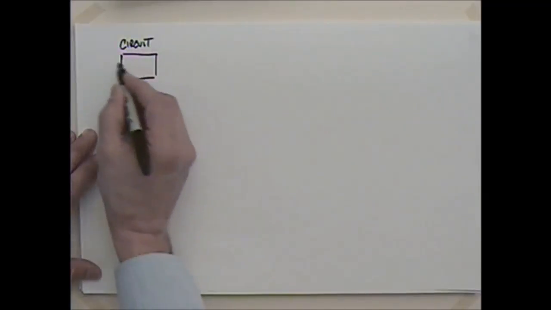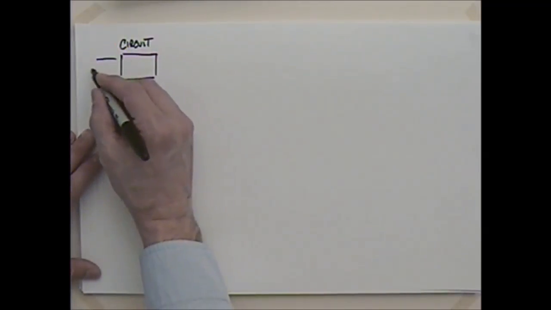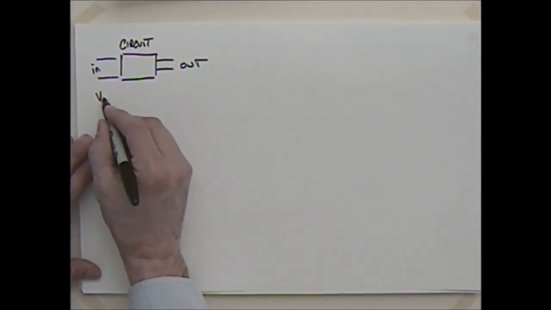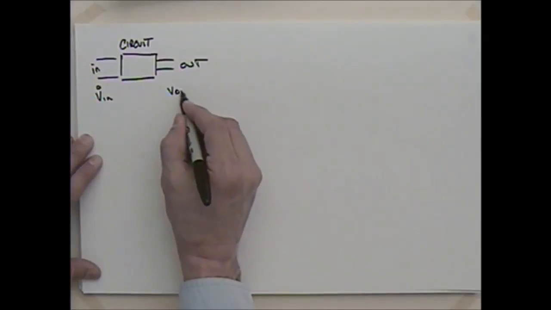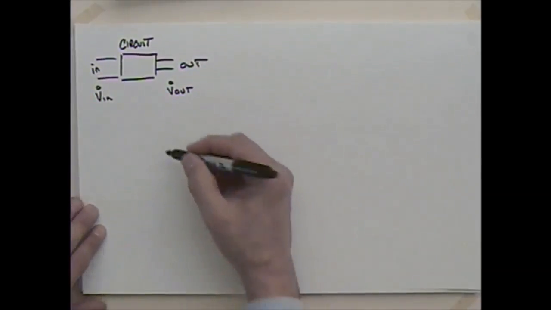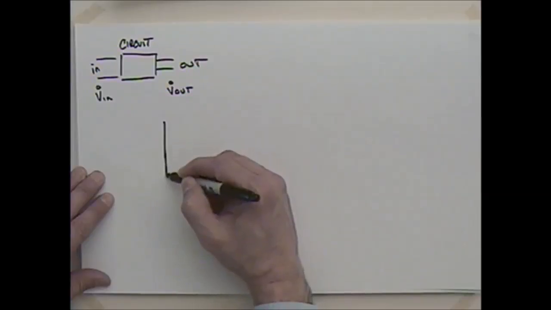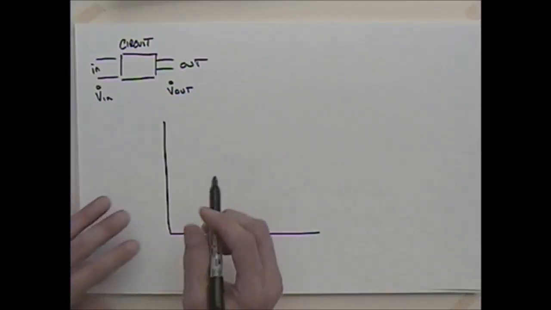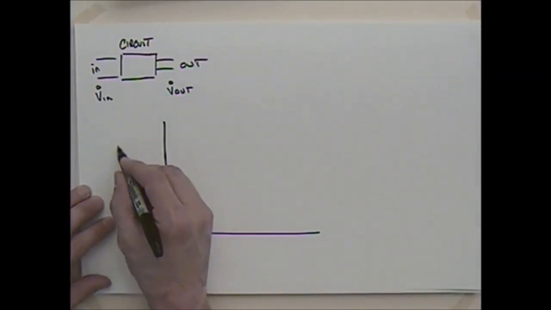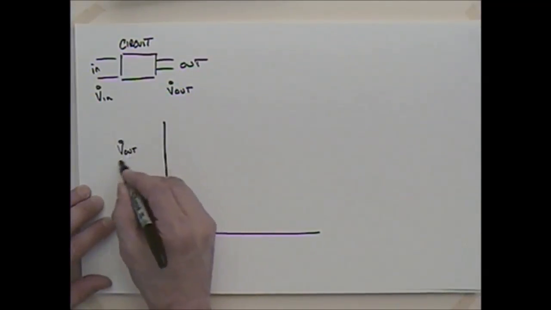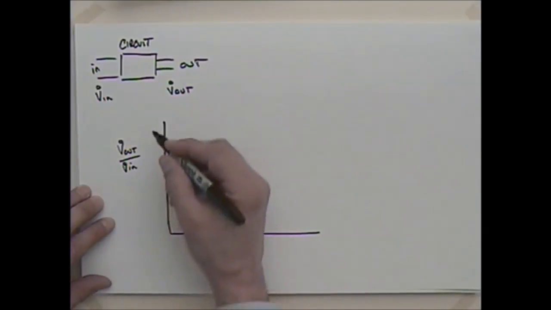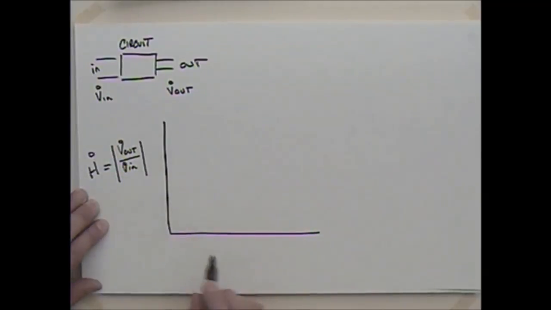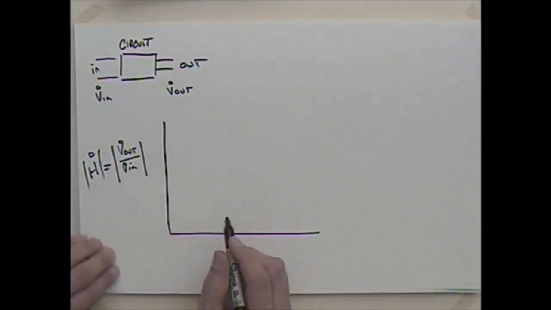And we'll talk about having some input, and then some output, or we could talk about V in and V out across those terminals. If I look at plotting the ratio of the output over the input, I could say that I have the magnitude of V out over V in. Sometimes we'll say that this is H, the transfer function. So I look at the magnitude of the transfer function.